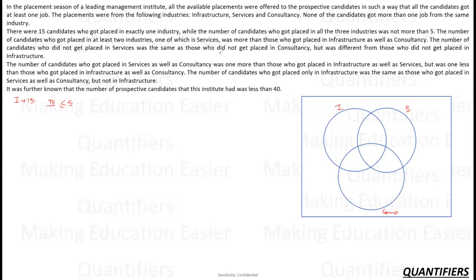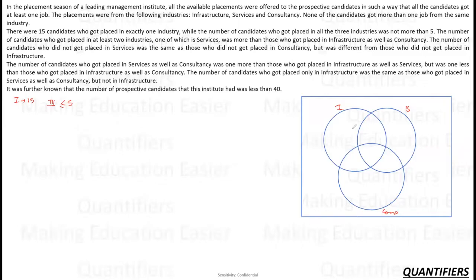The number of candidates who did not get placed in consult, okay, इसको भी अभी छोड़ देता हूँ, आगे पढ़ते हैं। The number of candidates who got placed in services as well as consultancy was one more than those who got placed in infrastructure as well as services. ये इससे एक ज्यादा है यहाँ पे, this is x plus 1, something like that. बट वन लेस देन दोज हु गॉट प्लेस्ड इन इंफ्रास्ट्रक्चर कंसल्टेंसी, इससे एक कम है, तो यहाँ पे x+2 आएंगे, ठीक है। एक बार देखते हैं अभी और कुछ कनेक्टेड है हमारे पास.